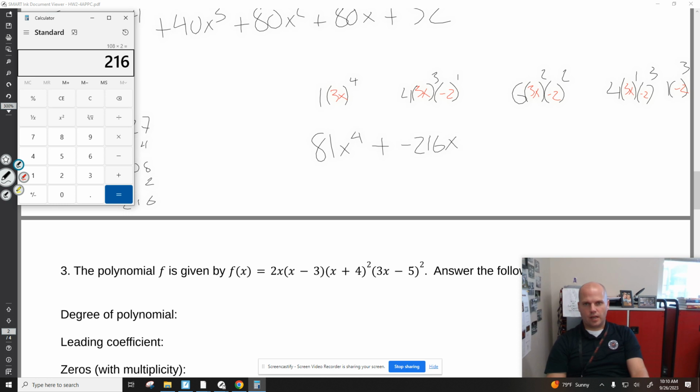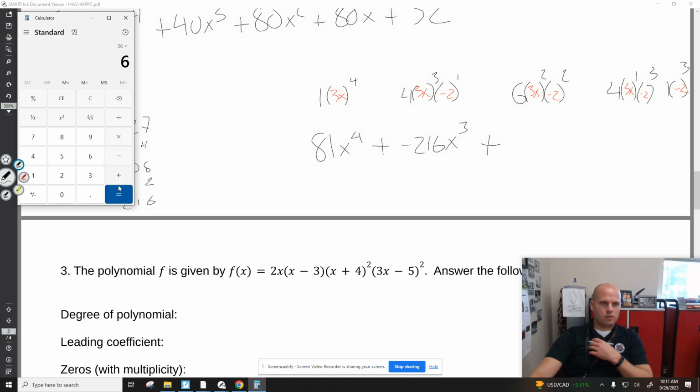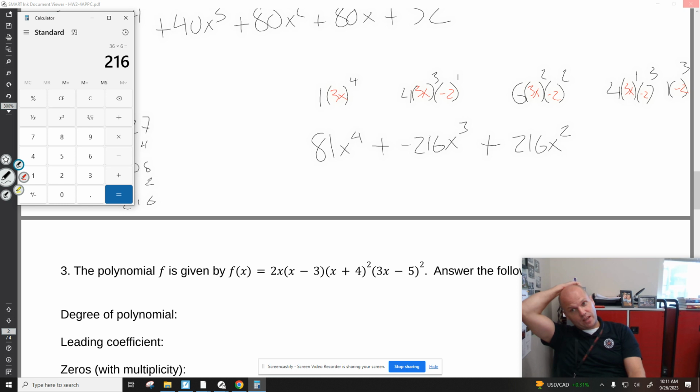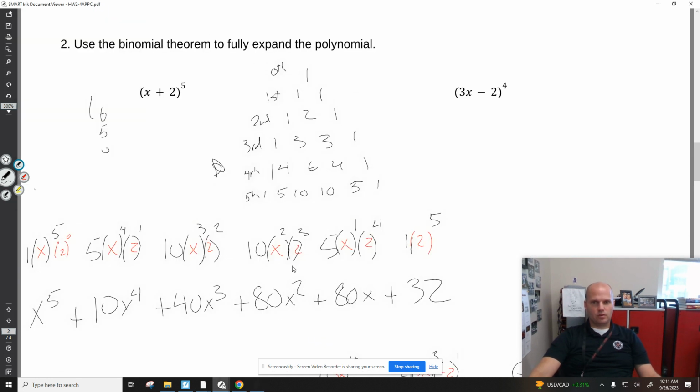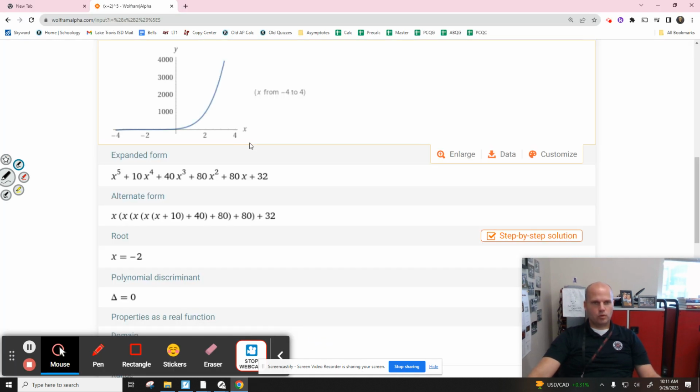Negative 216x cubed. 9 times 4 times 6, so that's 36 times 6, 216 again. Positive, because this negative 2 is being squared. 4 times 3 times negative 8, negative 96x. Negative 8. Okay? That's the binomial theorem. That's how we can do 3x minus 2 to the fourth.